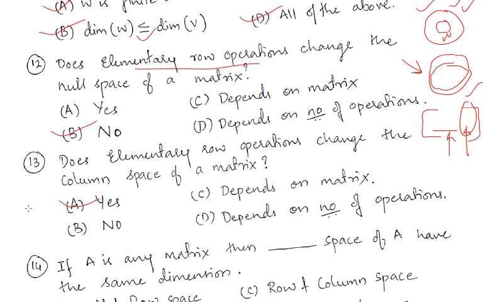Finally we arrive at the dimension of the column space, which says that only some columns are unique. So obviously it is yes. Do elementary row operations change the column space of the matrix? Yes. Okay.